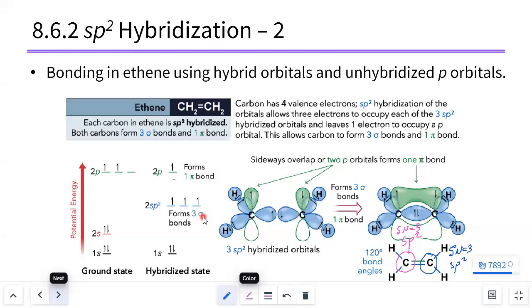Where are my sigma bonds? Well, I've got a sigma bond between the 2 carbons, and I've got a sigma bond between carbon and hydrogen, one on the top and one on the bottom. So there are my 3 sigma bonds. And obviously the carbon on the right here does the same thing. Sigma bond to the other carbon, sigma bond to each of the hydrogens. The remaining bond, that extra electron, goes into the pi bond.